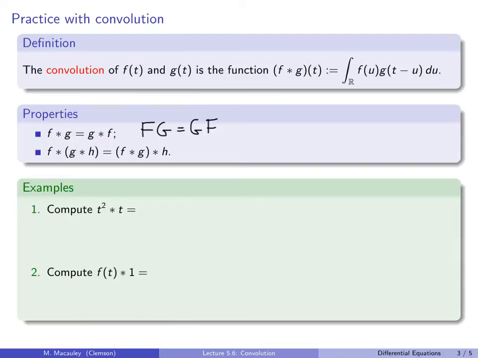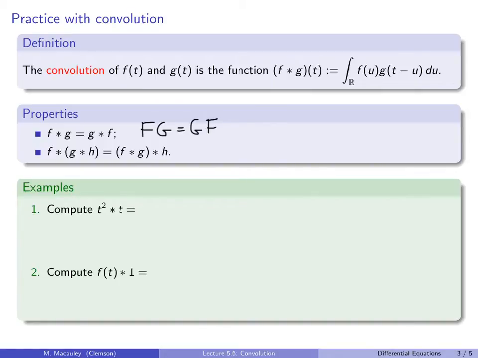And similarly, we have associativity, f star g star h equals f star g star h. And you can similarly come up with something like this in terms of a proof by Laplace transforms if you wanted to. Okay, so let's do some examples.